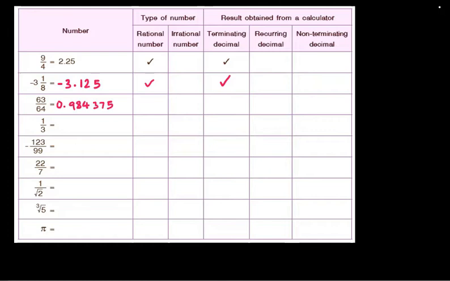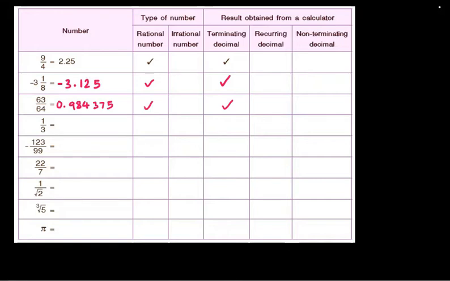The digits stop at 5. So since you can see that the digits after the decimal point can end or can stop, we say that that is a terminating decimal. And since we have the numerator 63 and the denominator 64, we say that that is a rational number. It can be written as a fraction.